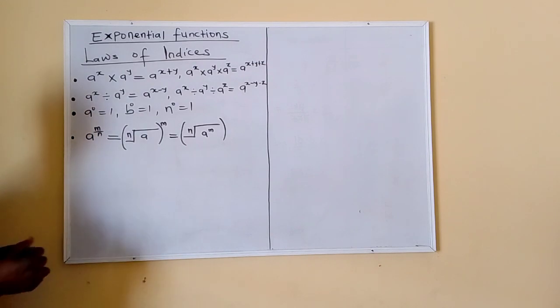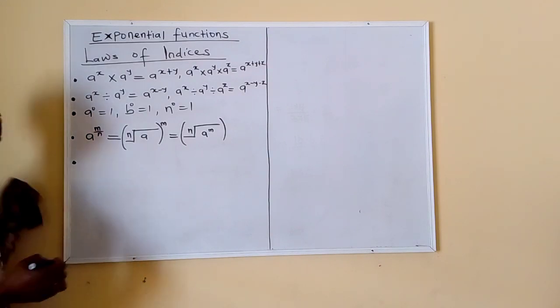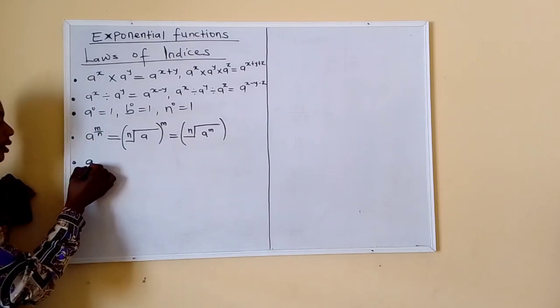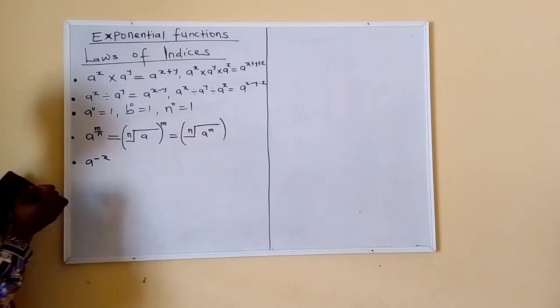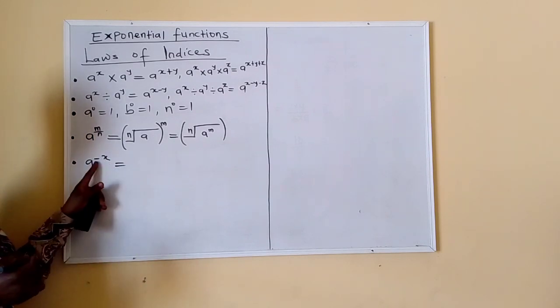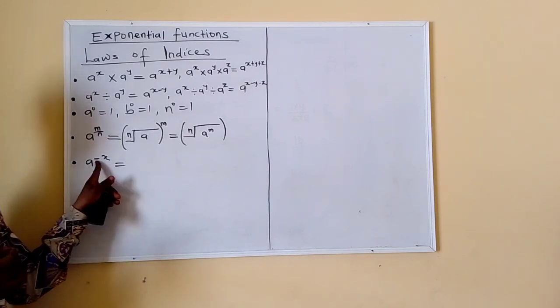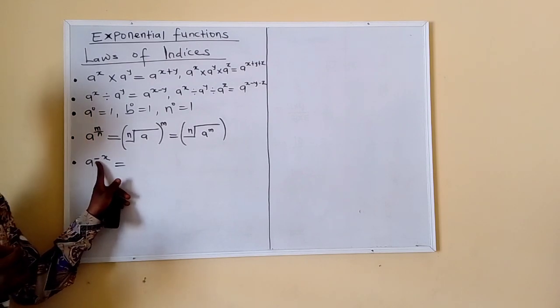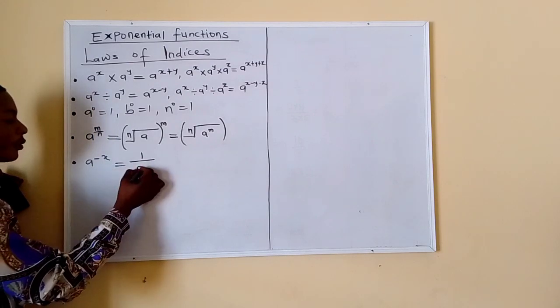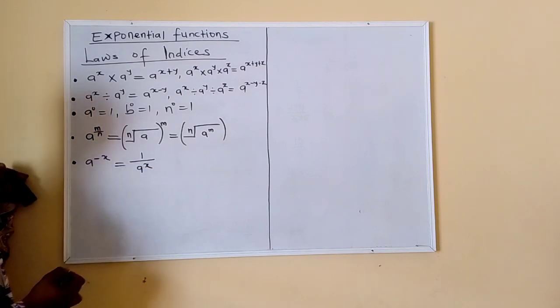We also have what we call the negative index law. That is when the power is carrying a negative or minus sign. For example, if you have a raised to the power of minus x, the negative sign here, as the power, is telling you inverse. So it will become 1 divided by a raised to the power of x.